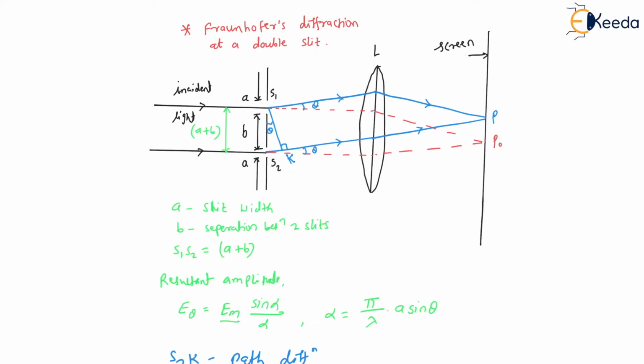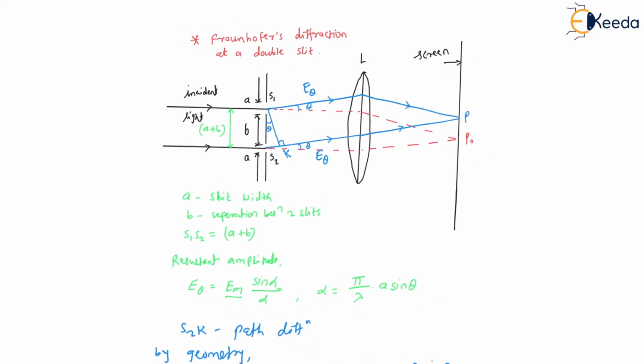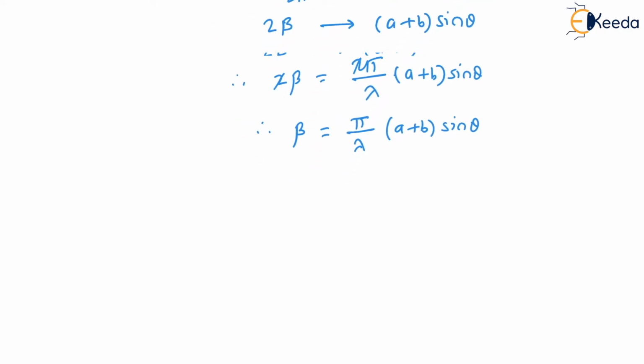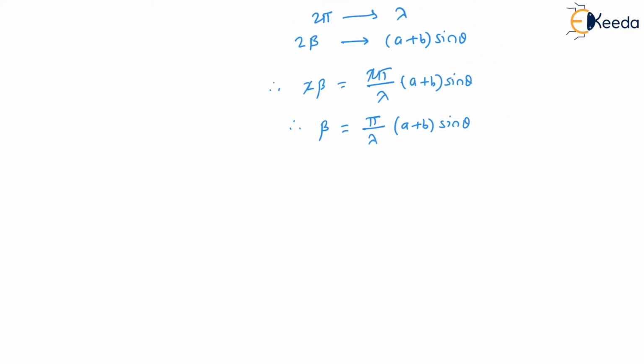Now consider the resultant amplitude of the diffracted wave which has started from S1. It is E theta. And for S2 also, it will be E theta only. So these two waves have the same amplitude, and they are inclined at an angle theta with the normal. So the resultant amplitude at this particular point P will be a vector addition of these two. We will find it by using a vector method.